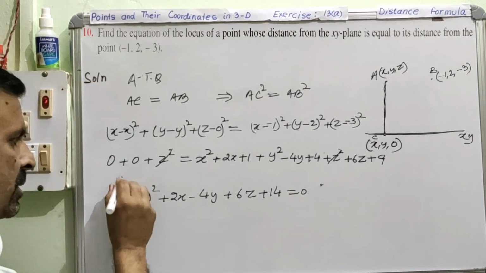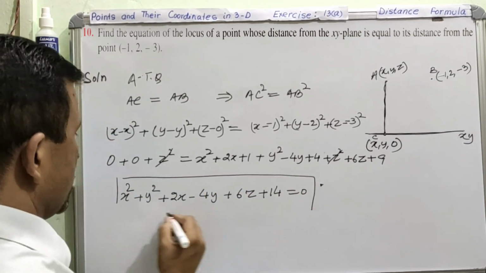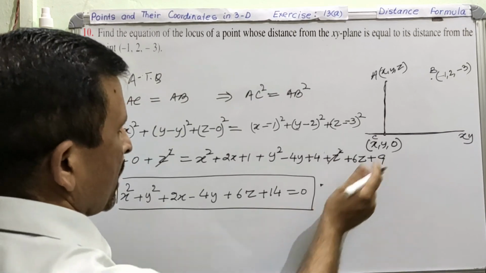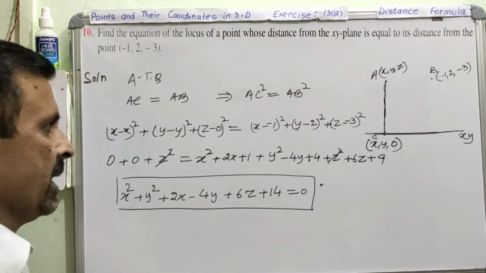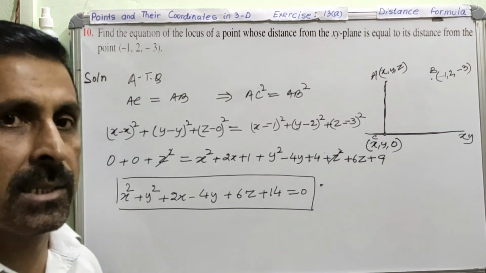So this becomes your locus of the point which is at equal distance from the point B and from the XY plane. Is this very clear?